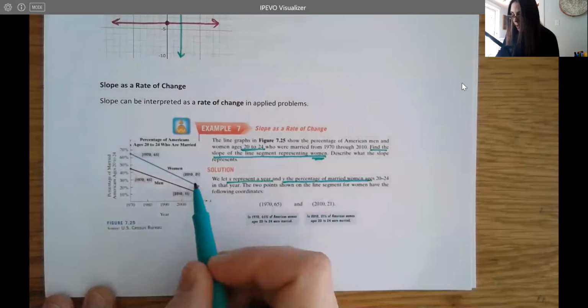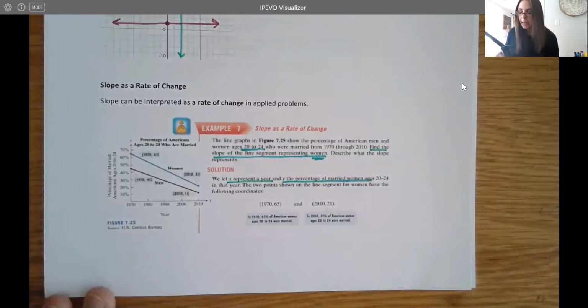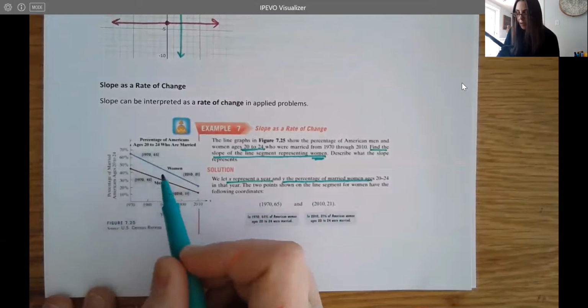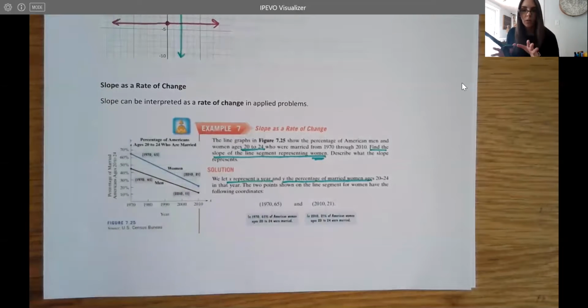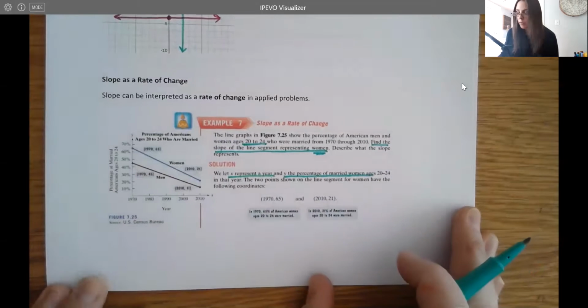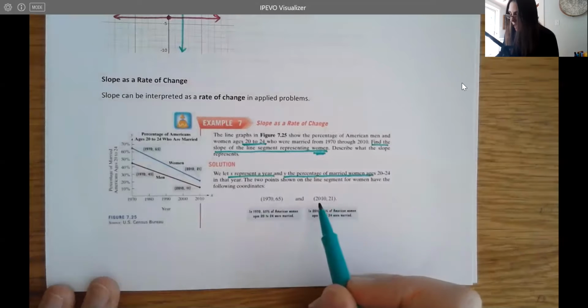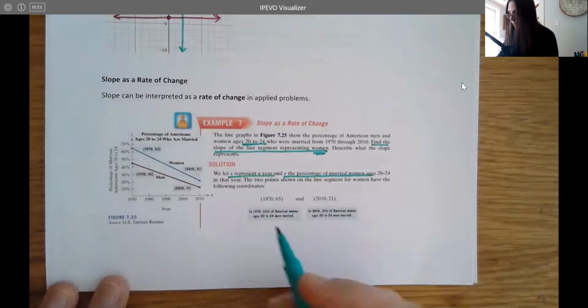And there are 2 points that are clearly shown on the graph. You just want to make sure that you use points that are clear that you can find. If I have 2 points that are clearly given, I'm not going to try to find anything else in between. So use the ones you have. With slope, it doesn't matter which 2 points you use, you'll still get the same answer. So my first point is 1970, 65, and then 2010, 21.